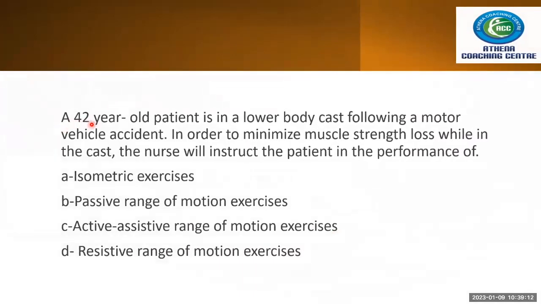Next question. Whatever extra rationales I'm explaining, I want everyone to write in your notebook, so that it will always help you to score good marks and get the correct answer for other questions. A 42-year-old patient is in a lower body cast following a motor vehicle accident. In order to minimize the muscle strength loss while in the cast, the nurse will instruct the patient in performance of. See, the specific thing that you need to remember, I'll just underline that.